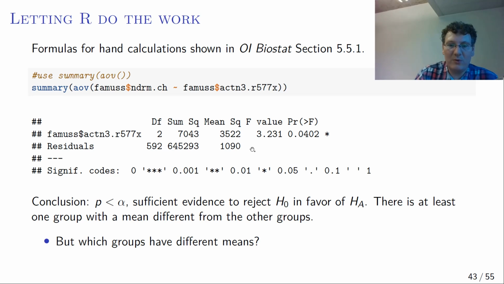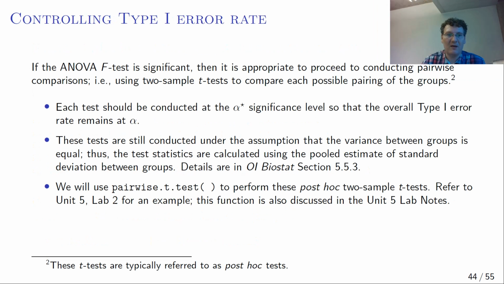Yeah, so we would conclude that at least one of the group means is different. And this is at the population level, right? Obviously, the sample means are different, but we're making a conclusion about the populations that the sample is drawn from. Now, if the F-test is significant, then we should do pairwise comparisons.